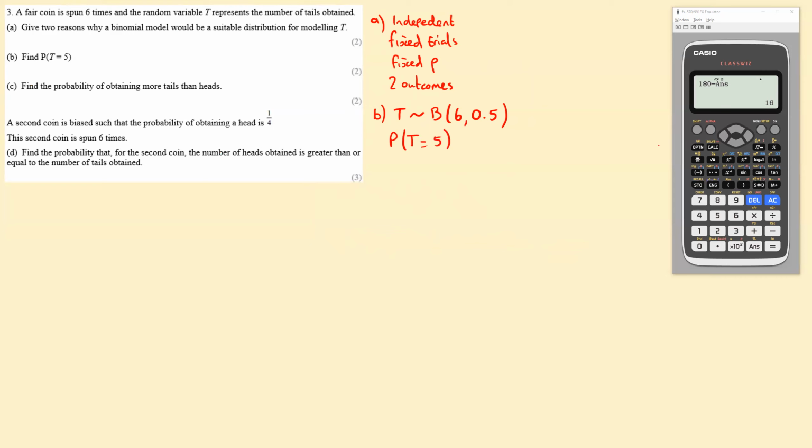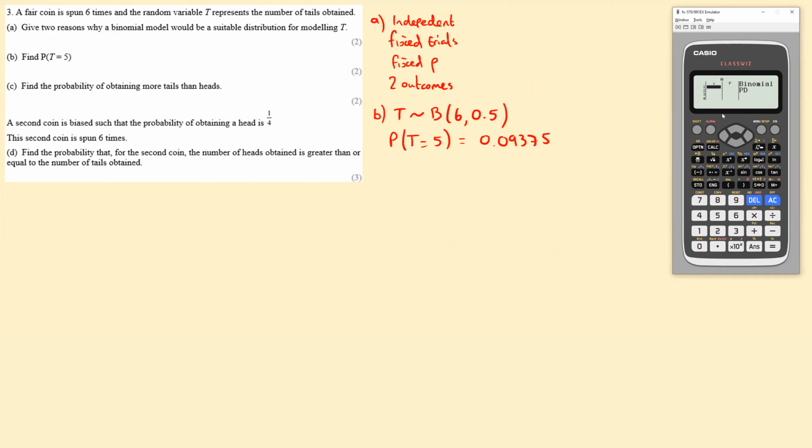Let's just have a look on here. Load up. There we go. So for this one, I want the PD because it's equal to variable. You can actually do list if you want. It's entirely up to you. The list here, I'm going to show you the list in just a second. So I want 5. The number of spins is 6, and it was 0.5. So this gives me a probability of 0.09375.